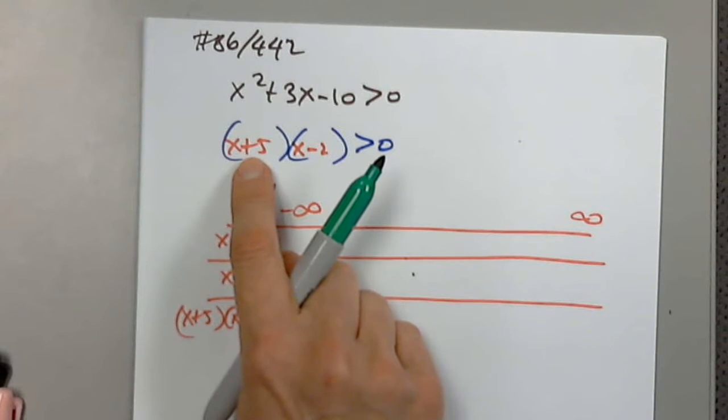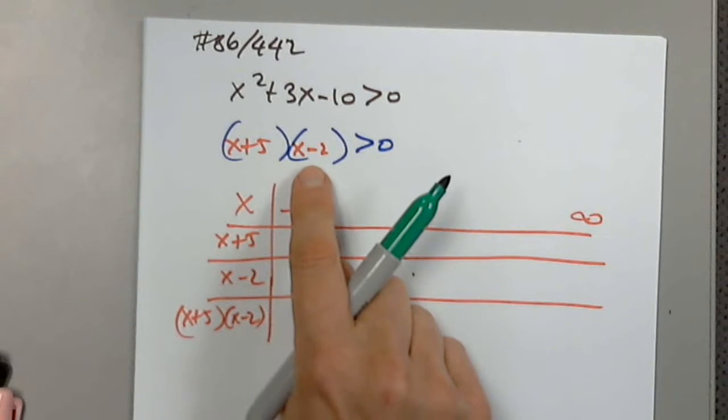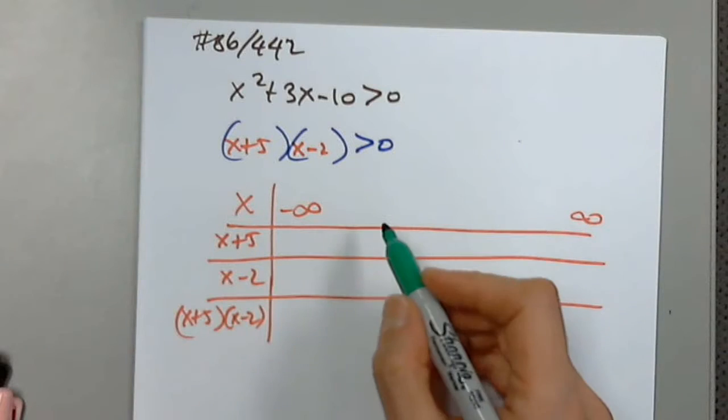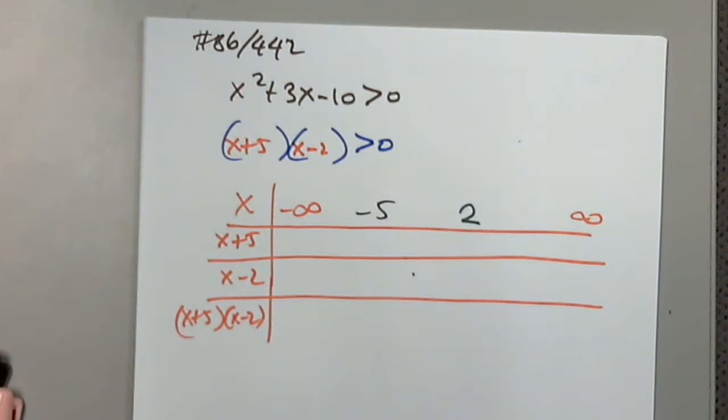So when is this factor 0? Correct. And where is this factor 0? 2. So these are the only numbers, and they have to be in ascending order. So I'm going to write -5 and 2 because that's the correct order. Agreed? Okay. So there is a 0 somewhere in the row for x plus 5.